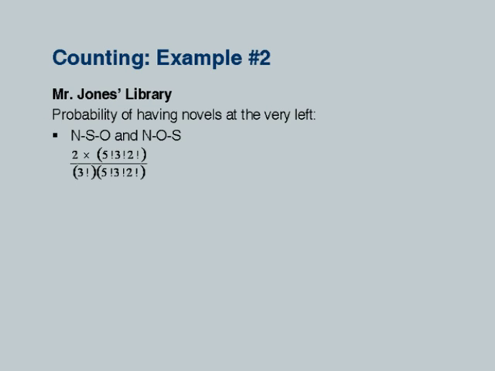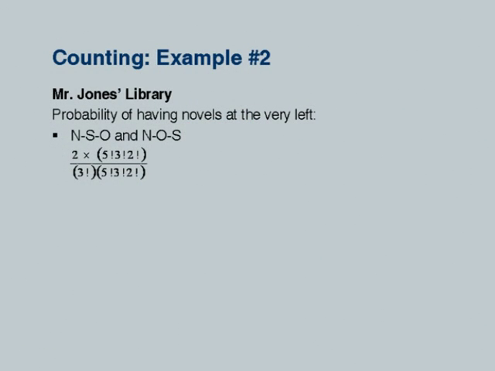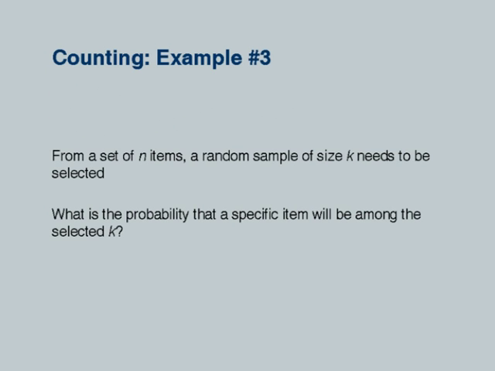Instead of going through all the detail, you can also say that, okay, there are 3 types of books. I want to have one type at the very left, right. So, we can arrange them in 2 divided by factorial 3, instead of going to the second part, which is this 5 factorial, 3 factorial, 2 factorial. We are just thinking in terms of the order of books, NSO, NOS, and so on, 2 out of 6. Now, you go to the third example, and this you will find in any book that you pick.